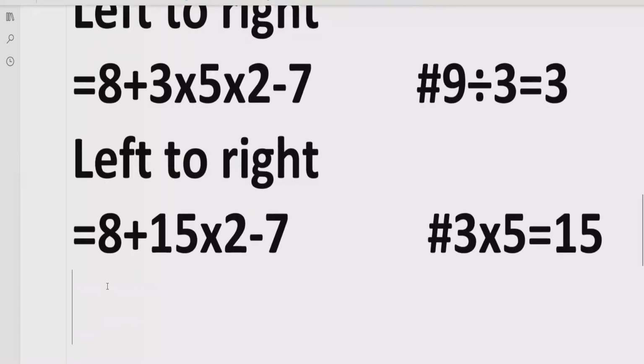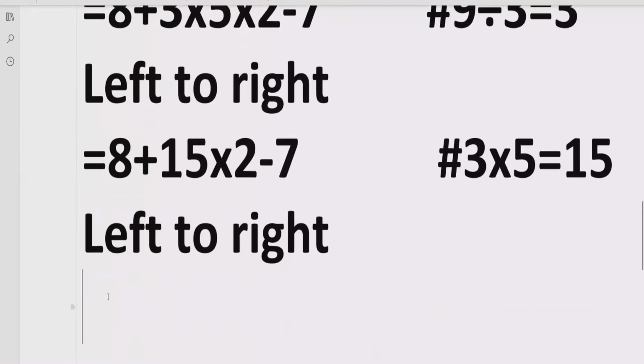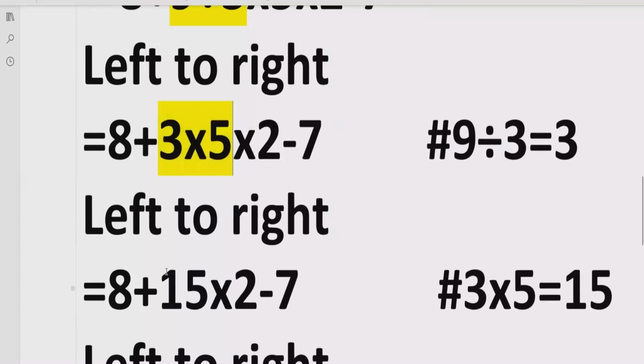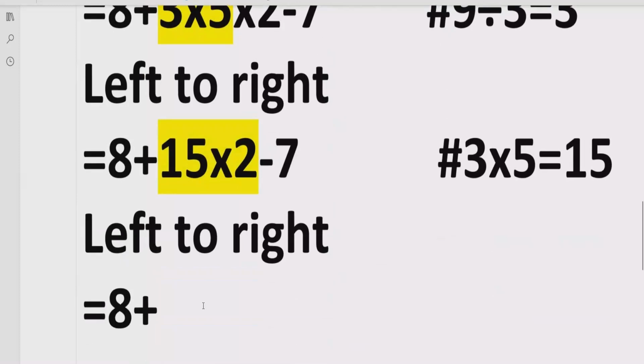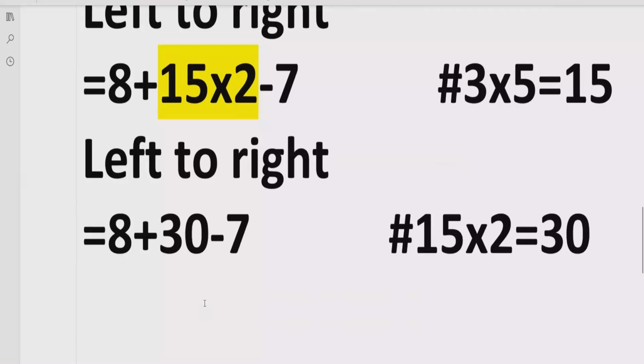Now again, we have to go left to right in this expression and find multiplication and division again. So now we have multiplication again. We have solved this one. Now we have this one. So we have to solve this part, which is 15 multiplied by 2, which equals 30. And minus 7, we will write as it is. And here we have to give the reference 15 multiplied by 2 equals 30. Now we have solved this term.